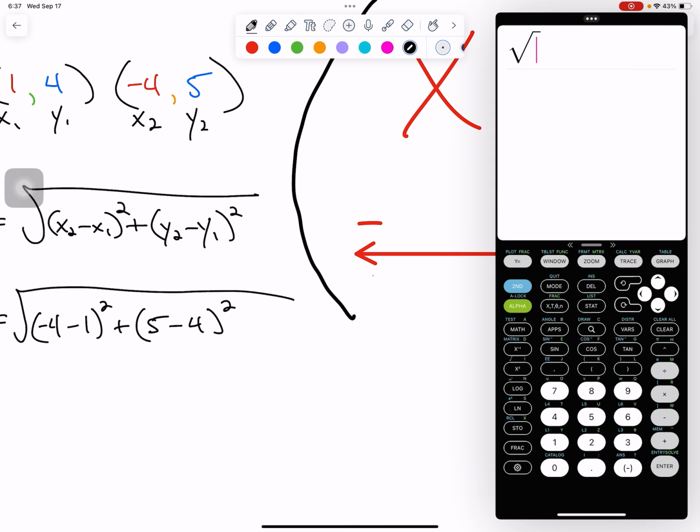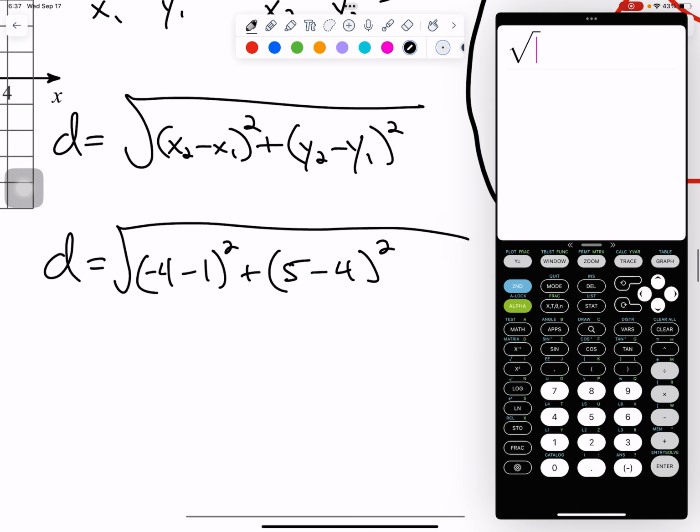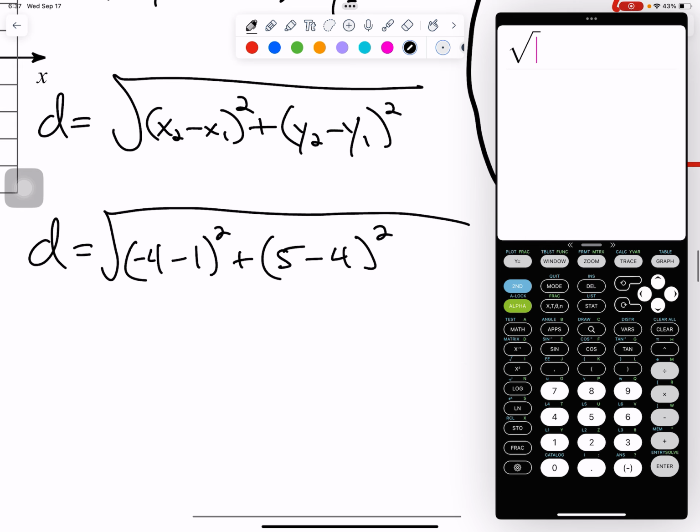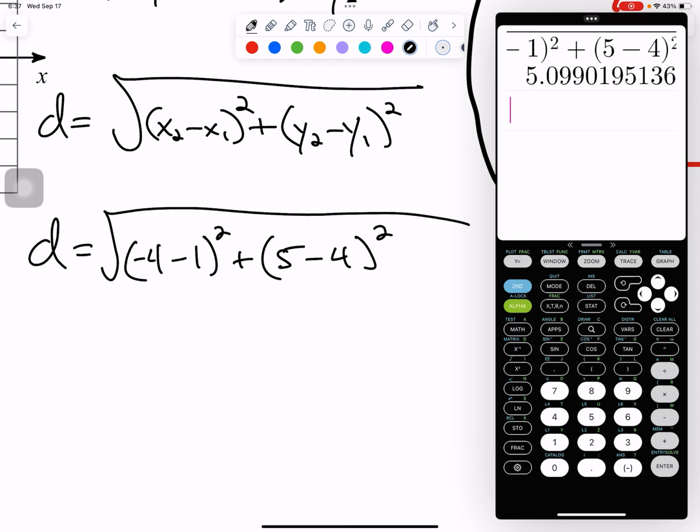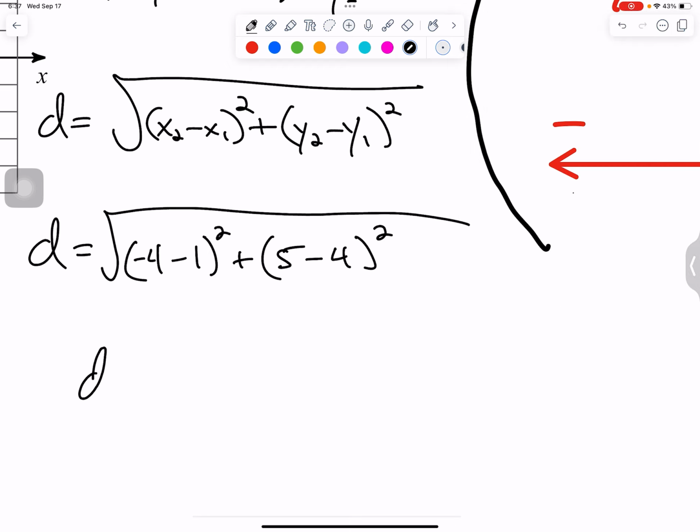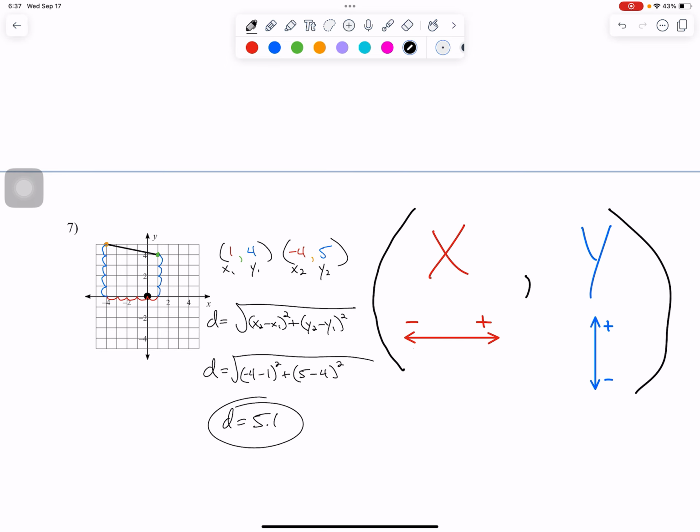Second, x squared. Let me zoom on in. Beautiful. Open parenthesis, negative 4 minus 1, close, x squared, plus, open parenthesis, 5 minus 4, close parenthesis, x squared. Hit enter, we get 5.09. We will round that up to d equals 5.1. And please go ahead and try the rest of these independently. Let's go!